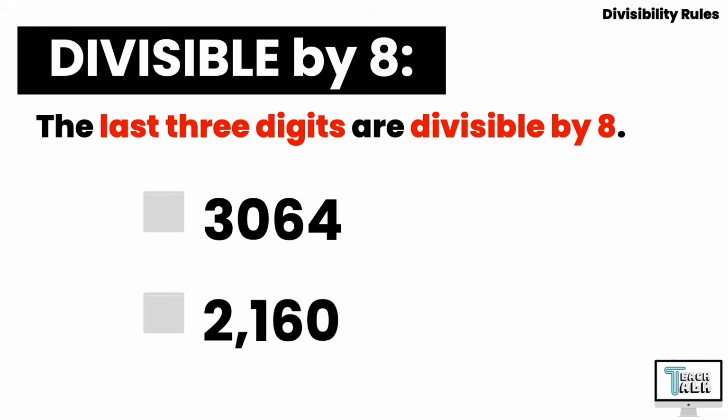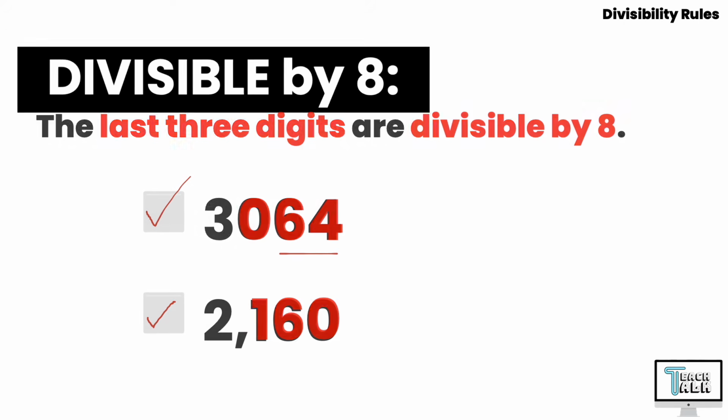For example, 3,064 and 2,160. Ano ang last 3 digits natin sa 3,064? We have 064. And take note, si 64 is divisible by 8. Therefore, 3,064 is divisible by 8. The same with 2,160. Ano ang last 3 digits niya? We have 160. And take note, 160 is divisible by 8. Therefore, this is also divisible by 8. Take note lang, kapag divisibility rule ni 8, dapat last 3 digits are divisible by 8.